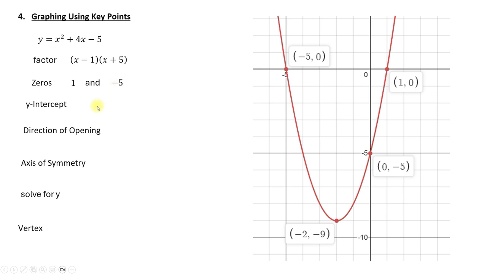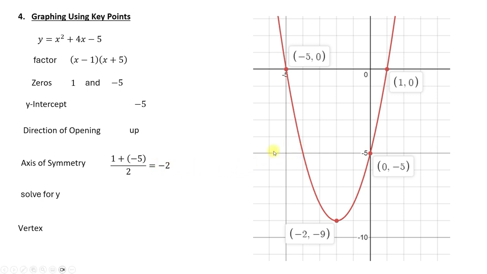Our y-intercept is simply this value right here, -5. Our direction of opening is up because this is a positive value. And our axis of symmetry is this number plus this number divided by 2. So our axis of symmetry is -2.